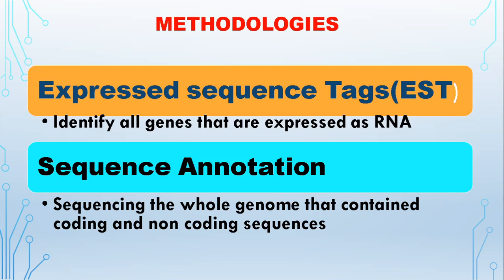So in the first method, only the coding regions were taken into account to decipher, that is, the DNA that will express itself as RNA. And in the second method, the whole genome was sequenced, coding as well as non-coding sequences, introns as well as exons. Two methods were applied.